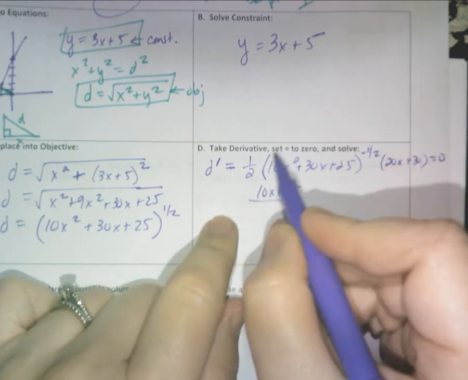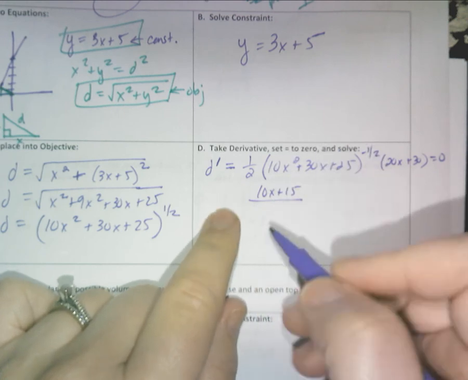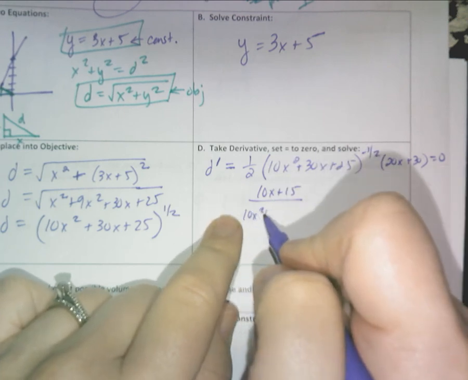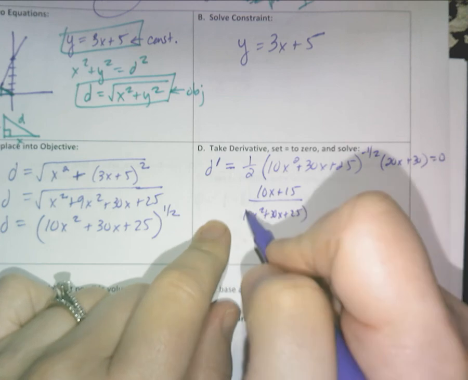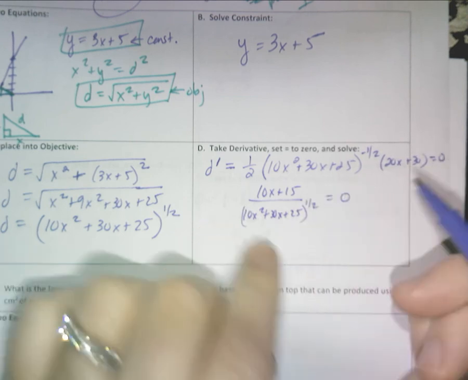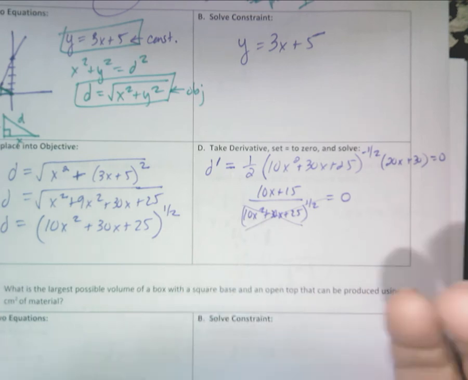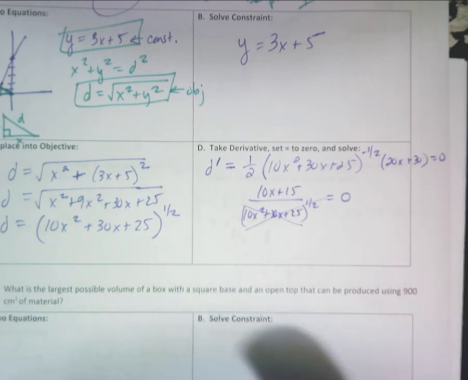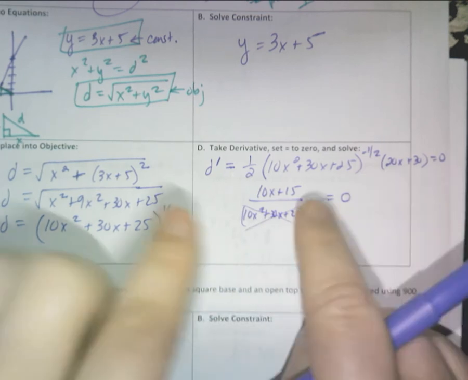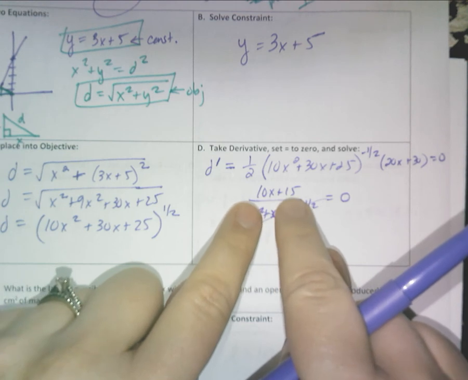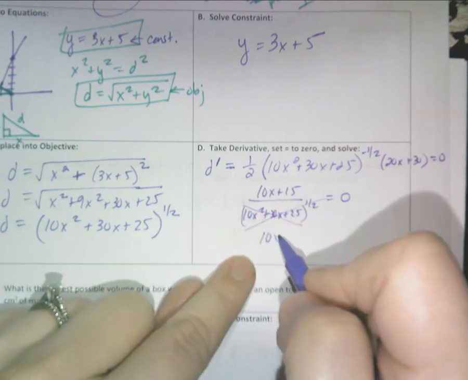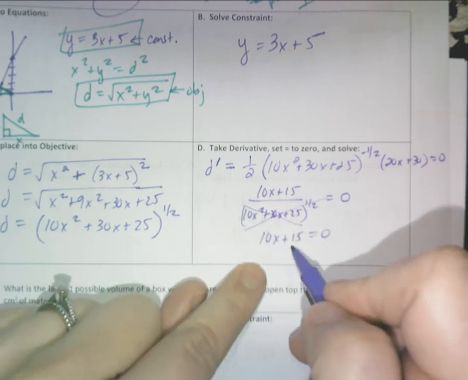And then where does this guy go? On the bottom. 10x squared plus 30x plus 25 to the 1/2 power. Set equals 0. We don't necessarily need to get the bottom because that would just give us a fraction with a denominator 0. We don't need to know where those zeros are at. We just really need to know the 0 on the top. So if 10x plus 15 equals 0, what does x equal?